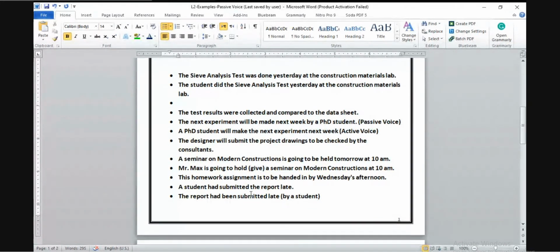The sentence, the last sentence before this one. Yeah, the one before? You mean this one, the designer? No, the one we read and we solved. Ah, you mean this one, the PhD student. Yes.